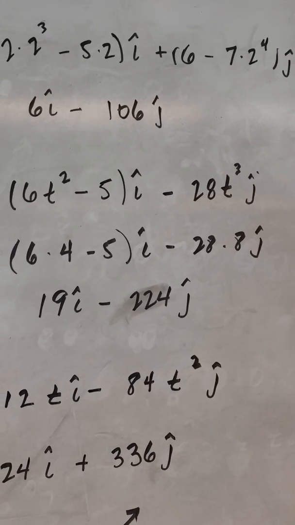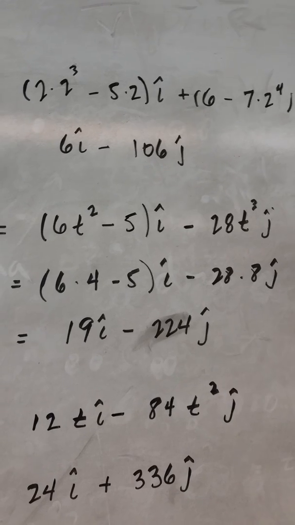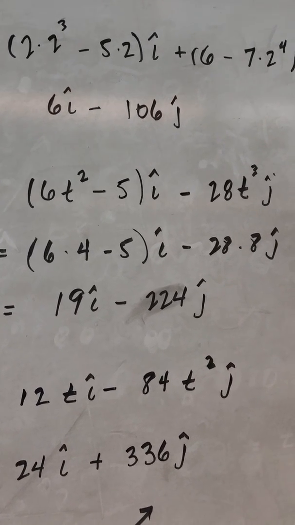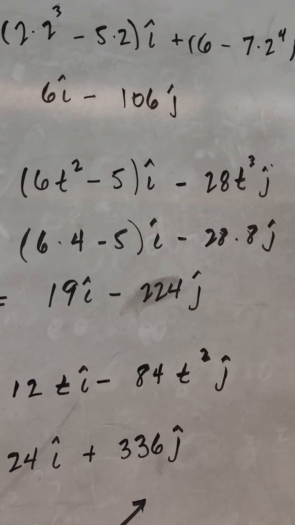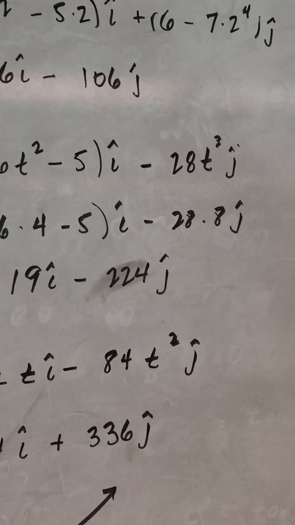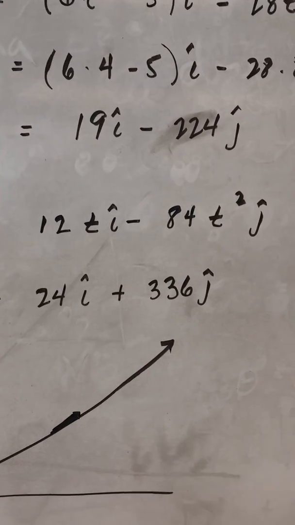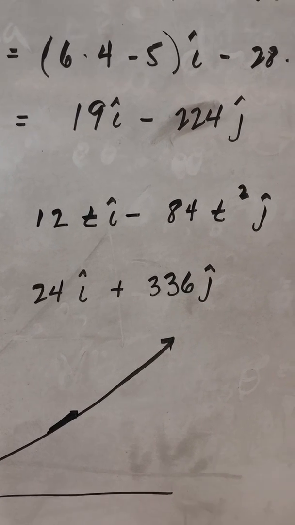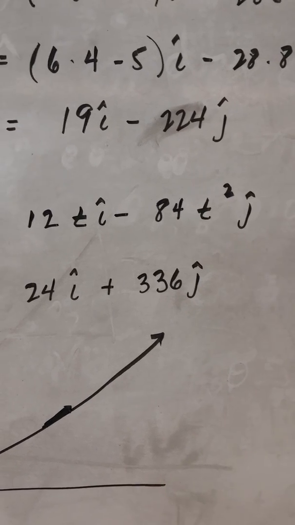The acceleration requires the second derivative of the position, or we could just take the first derivative of the velocity. When I take the first derivative of the velocity, 6t squared gives me 12t, and the 5 doesn't contribute, it's a constant. Minus 3 comes down to give me 3 times 28, which is 84, t squared. Did I make a mistake there? I did not. So you plug in 2 everywhere you have a t here. 12 times 2 is 24. Minus 84 times 2 squared is 84 times 4, which is 336 j hat.